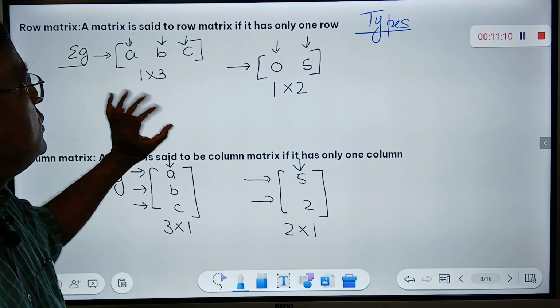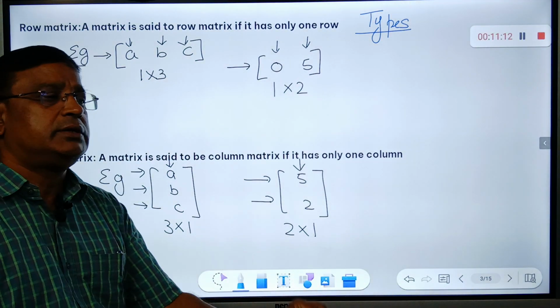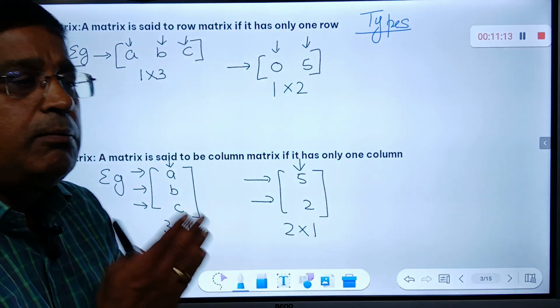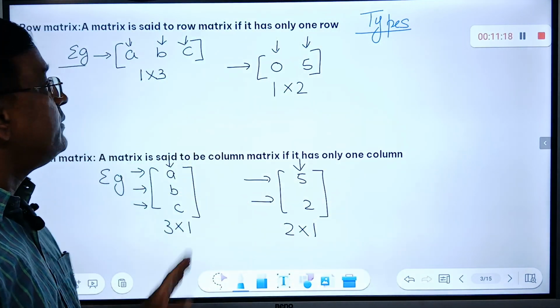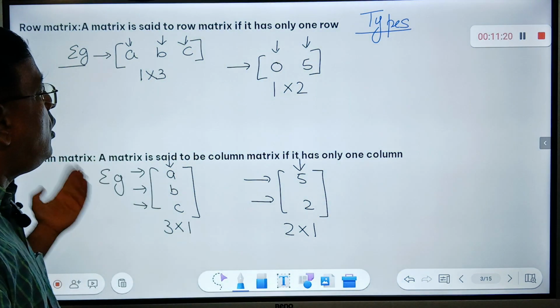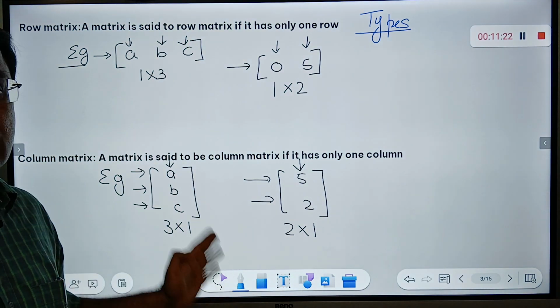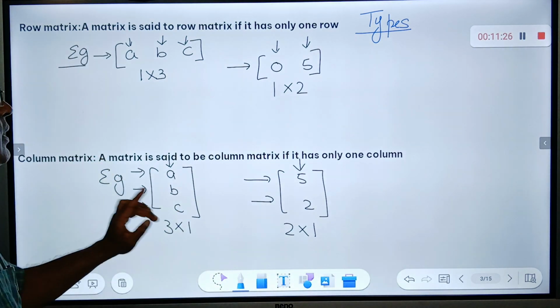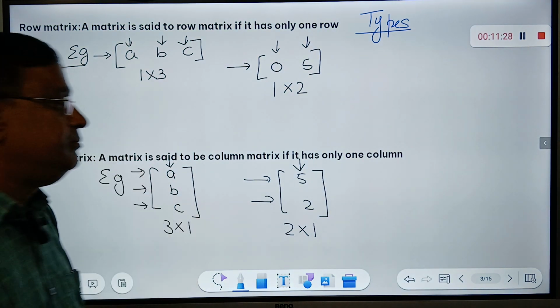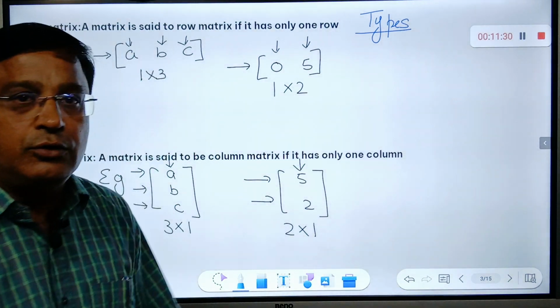Okay. So this is how you define row matrix and column matrix. Very simple definition. If the number of rows in a matrix is 1, it's row matrix. If the number of columns in a matrix is 1, it's called column matrix. For row matrix, it can have any number of columns. For column matrix, it can have any number of rows. It doesn't matter. But for row matrix, there should be only 1 row. And for column matrix, there should be only 1 column. Okay? Can I continue further?